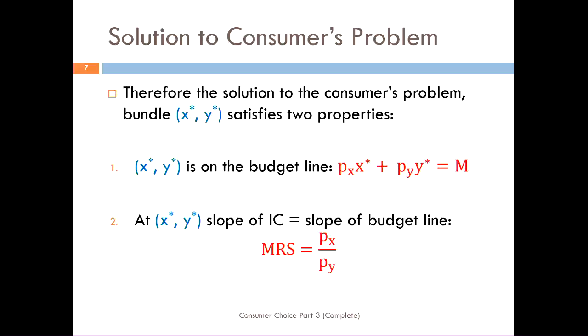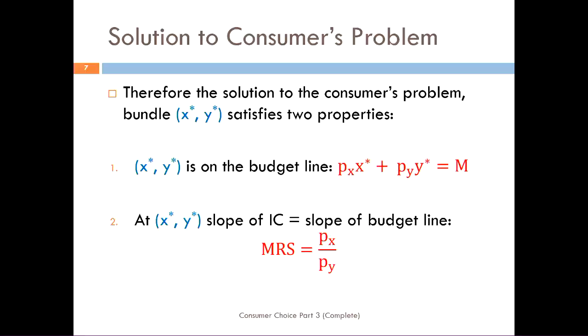Okay? How much you're willing to give up for the good is exactly equal to how much the market says you have to give up, as we talked about earlier. Right? The market says you have to give up 3 pizzas to get another movie. You choose a bundle where your marginal rate of substitution is also 3. You're willing to give up 3 pizzas to get another movie. Right? So those are our 2 conditions.